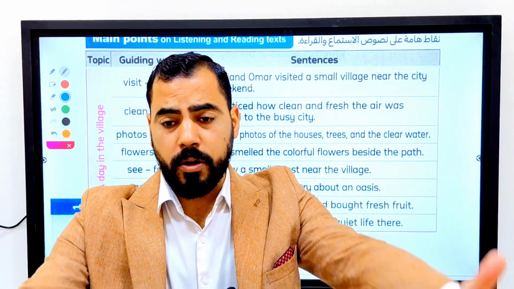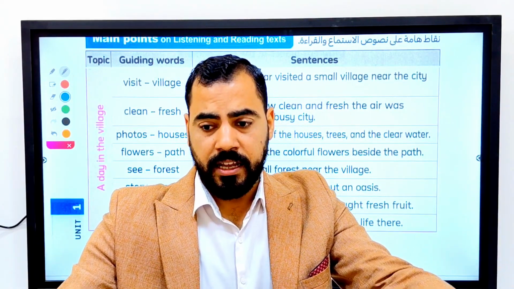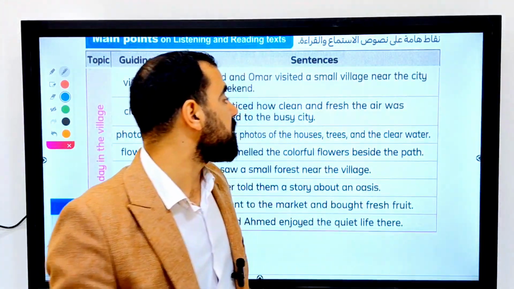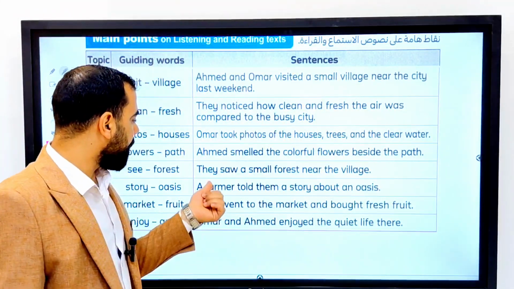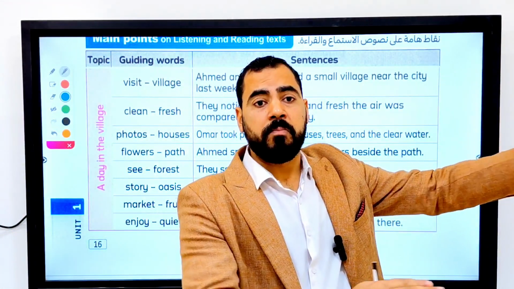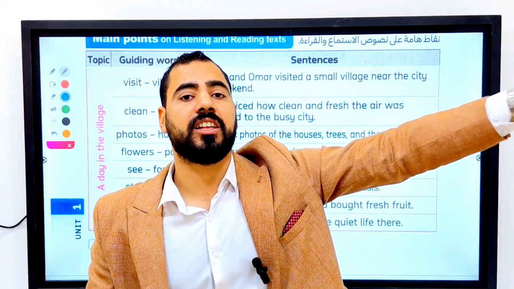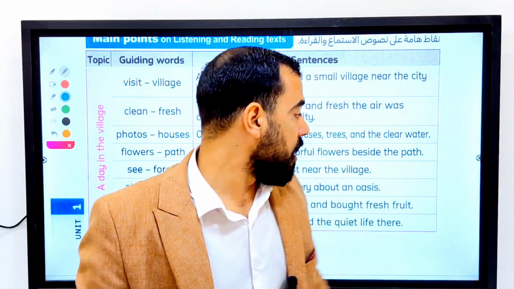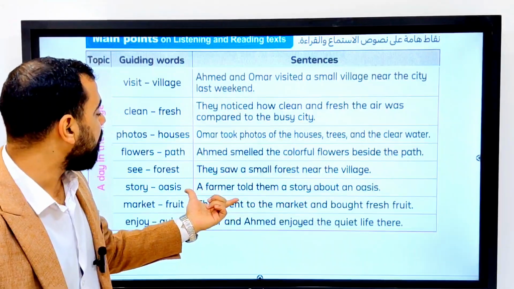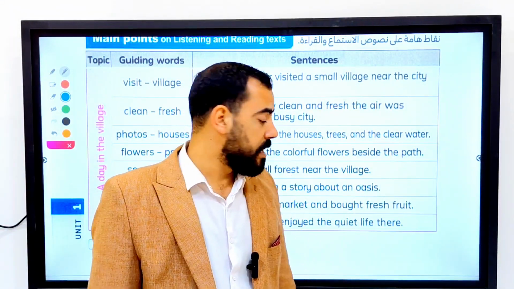The path that they walked in had a lot of flowers around it, and he started to smell these flowers. They saw a small forest near the village, a small area with a lot of animals, plants and trees. A farmer told them a story about an oasis.